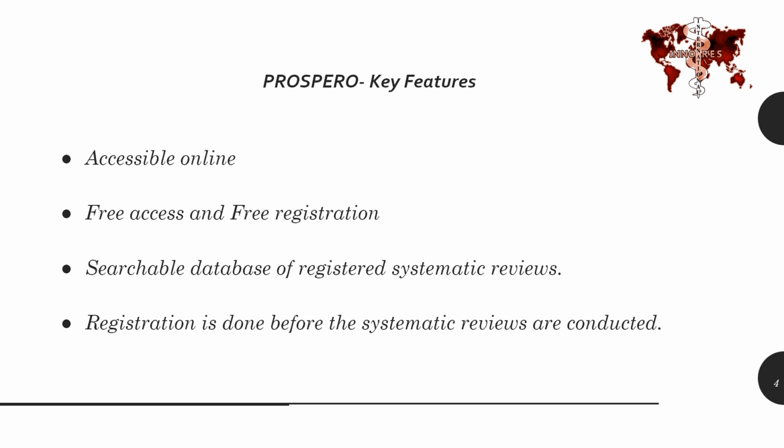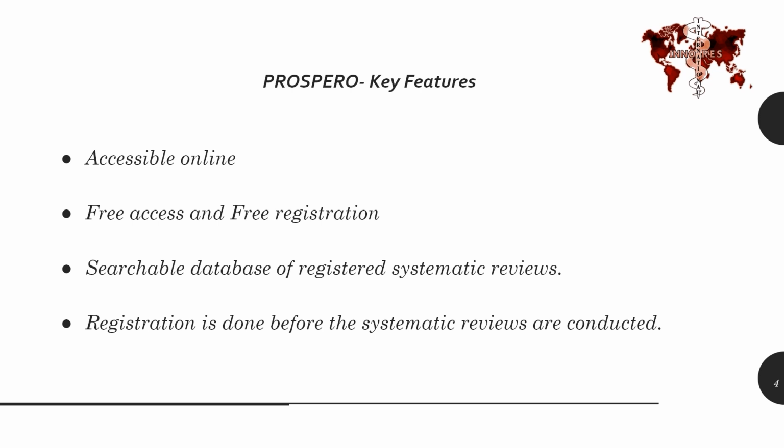Prospero offers free access and registration to its searchable database of registered systematic reviews. Comprehensive listings of review objectives help users evaluate relevance and thoroughness. The database allows users to search and access information on ongoing and completed reviews in health and social care fields, aiding in preventing duplication and tracking research progress. Registration should be completed before data extraction.